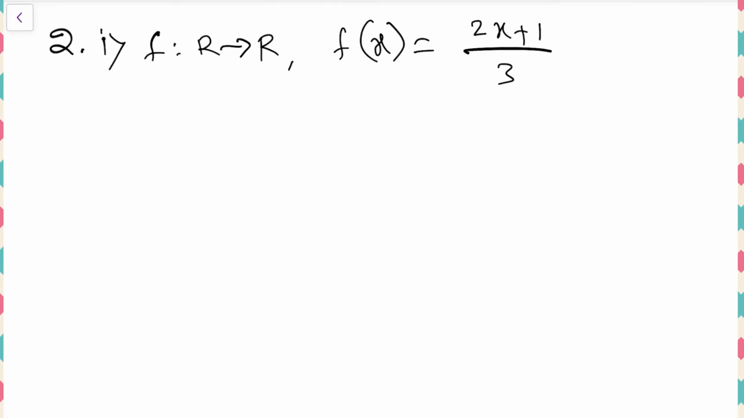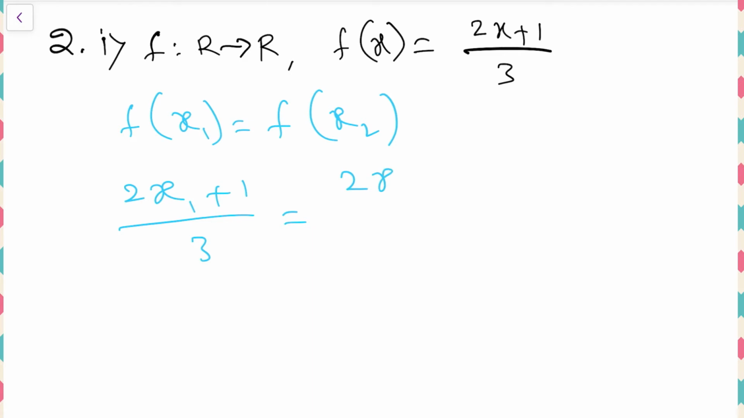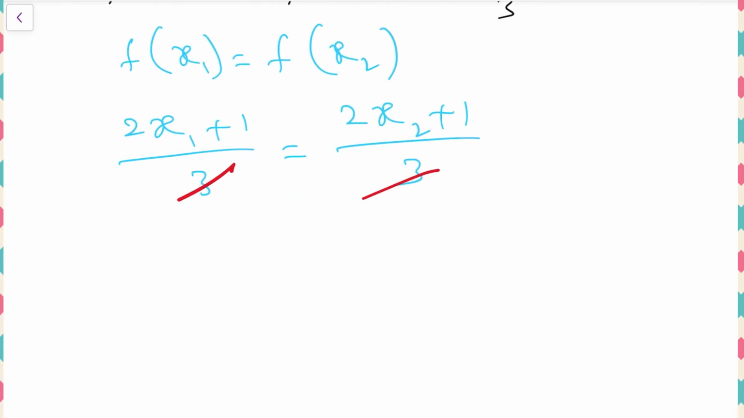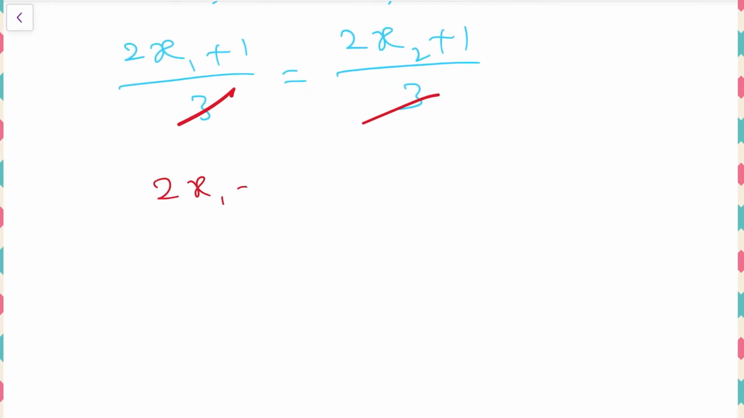First I am going to check whether it is an injection, that is a one-one function, or not. Let us take f(x1) = f(x2). So simply in the function, in the place of x we need to substitute x1, and the same function, in the place of x we need to substitute x2. (2x1 + 1)/3 = (2x2 + 1)/3. On both sides the denominator 3 will get cancelled. Then we remain with 2x1 + 1 = 2x2 + 1. Left side plus 1, right side plus 1, both will get cancelled. So we remain with 2x1 = 2x2.